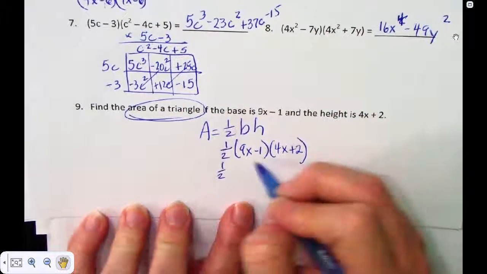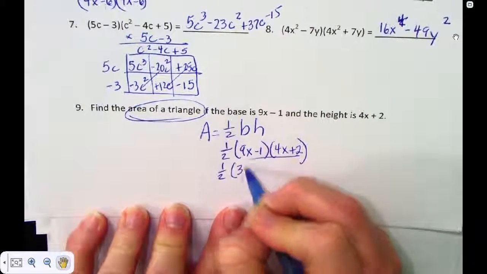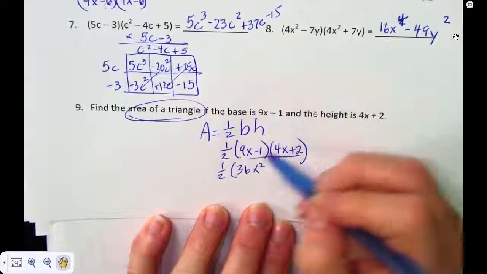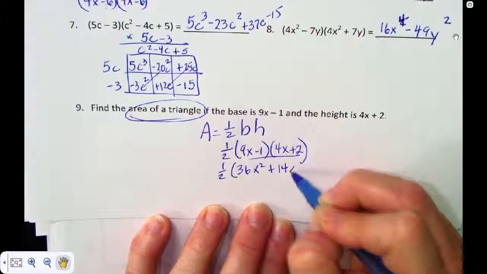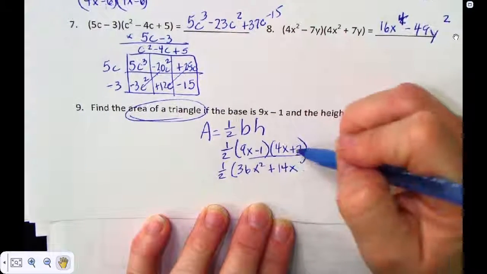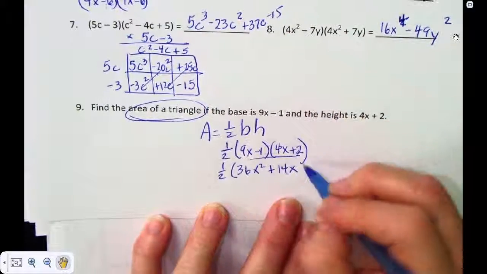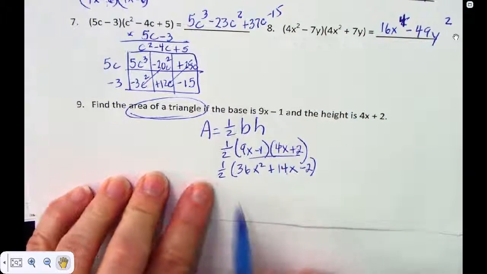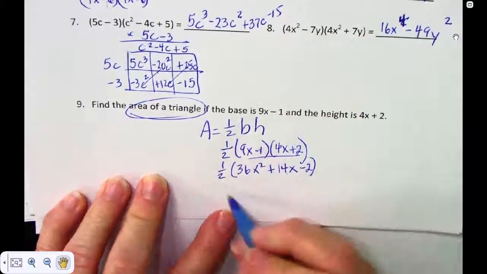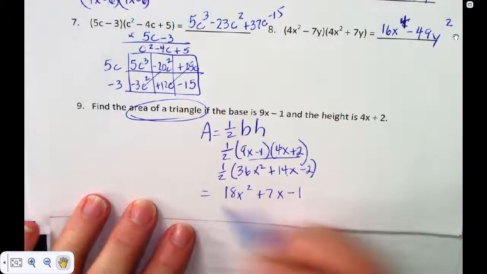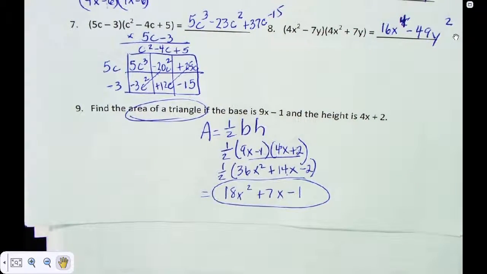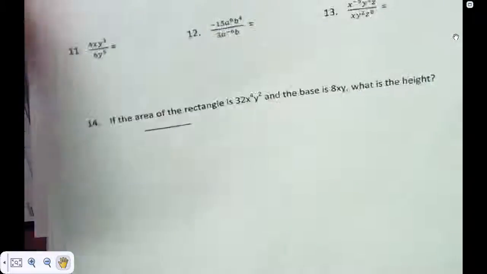So 1/2. Let's go ahead and multiply that. So it'll be 36x squared, and plus 14x, just 18x minus 4x. And then minus 2. Now we got to take half of every term. So 18x squared plus 7x minus 1. Now, how hard was that? Not hard at all. Easy.